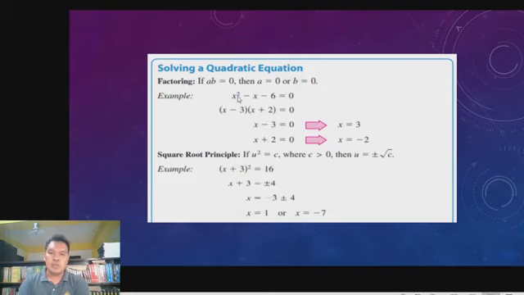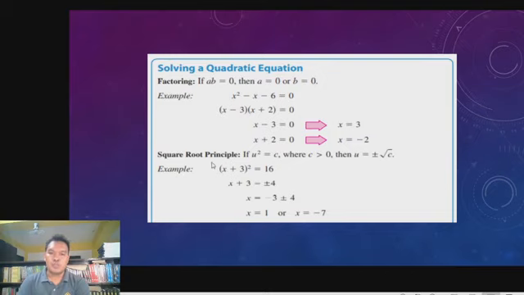Kaya dito, we have x squared minus x minus 6 is equal to 0. The factors will be x minus 3, then x plus 2. So, lalabas ko lang yung minus 3 dun sa ano, lalabas, x will be equivalent kay 3, then dito, x plus 2, x will be equivalent kay negative 2.